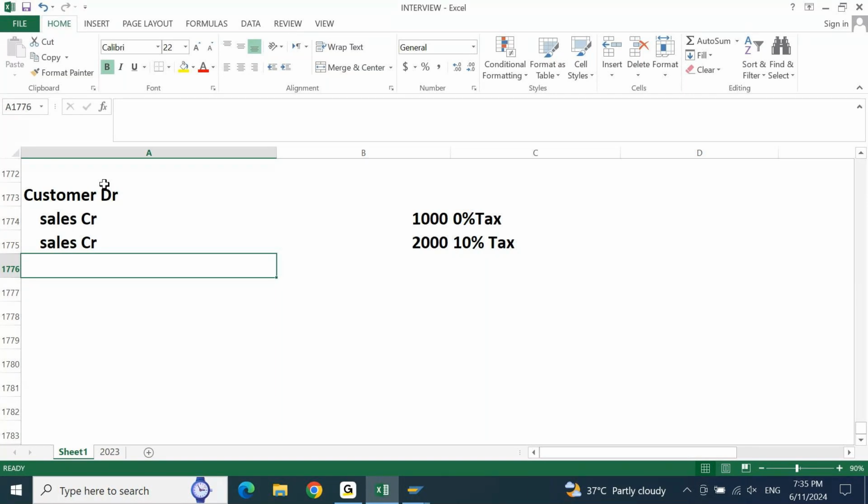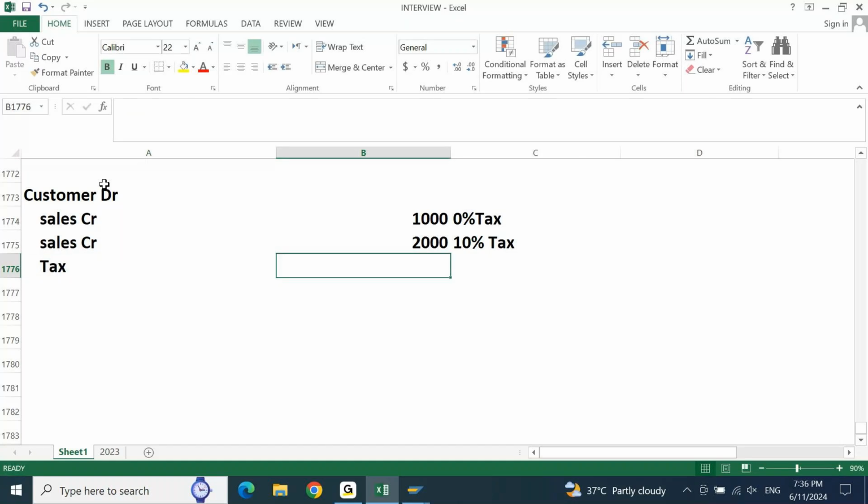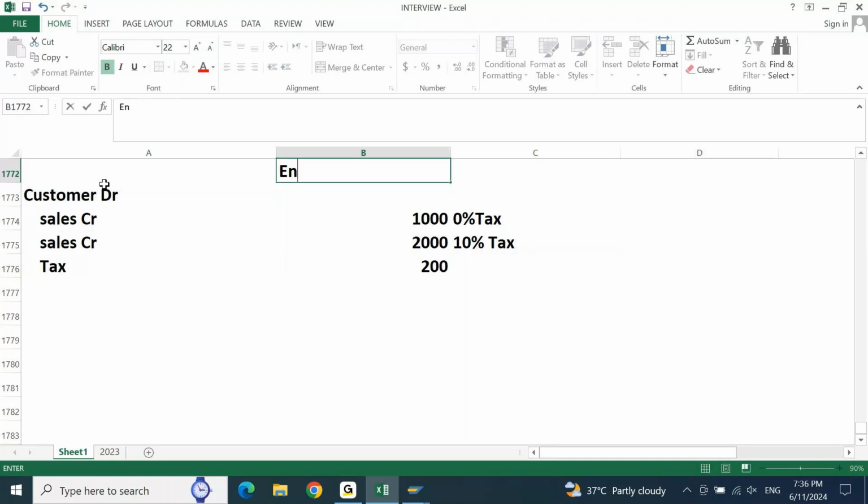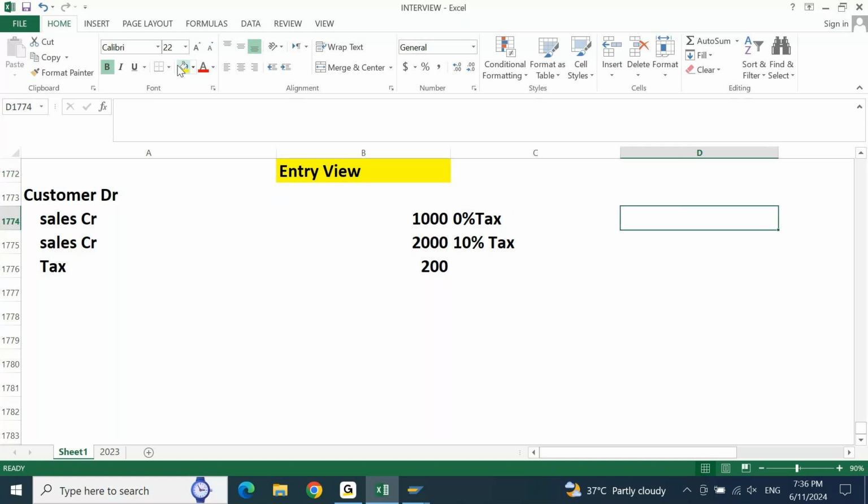In this situation, if tax line item will have to be brought in, so what will be the tax amount? What is the tax amount here? 200. And this is the entry view, agree? This is entry view, am I correct? Yes. Now if I try to put PC1 here and PC2 here, tax will go to where? PC2.